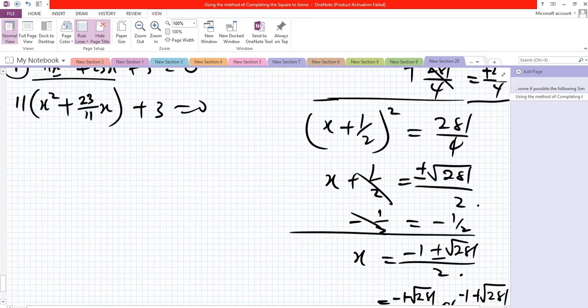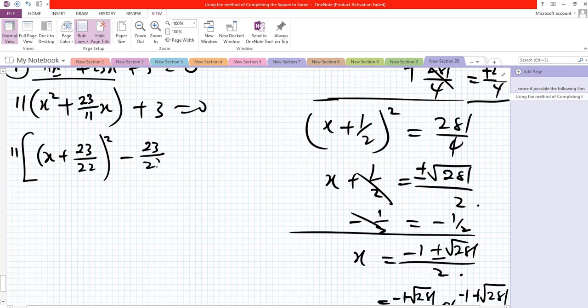Now completing the square, say 11, this will now be x. We take this sign plus half of the coefficient of x, which will be 23 all over 22 all squared, minus 23 all over 22 all squared, plus 3 equal to 0.